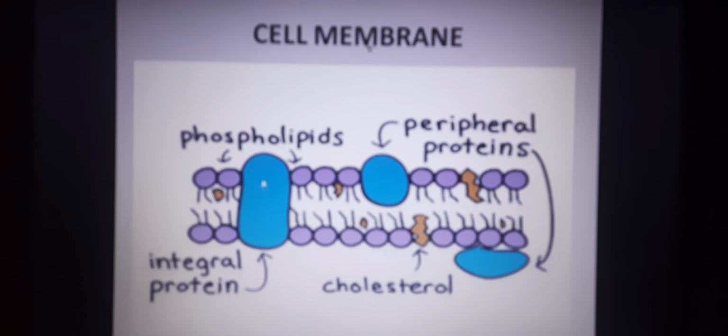This is the intrinsic protein and these are the extrinsic proteins. About these things we will study later on. So proteins and lipids together form the cell membrane. These are the peripheral or extrinsic proteins, and this is called the integral or intrinsic protein. These are the lipids. So, a bilayer lipid layer and a monomolecular protein layer.